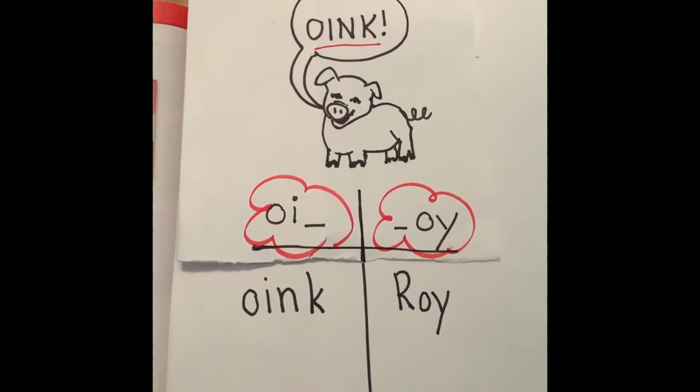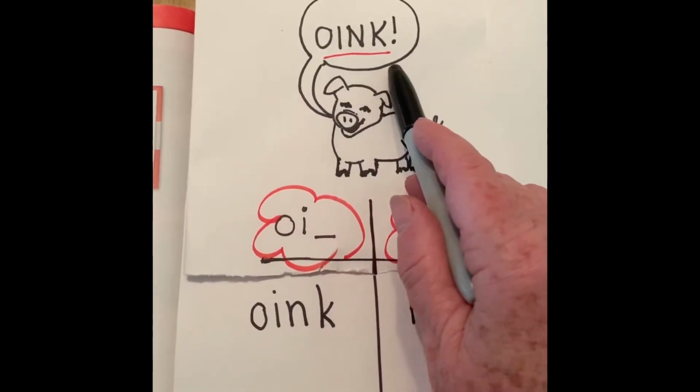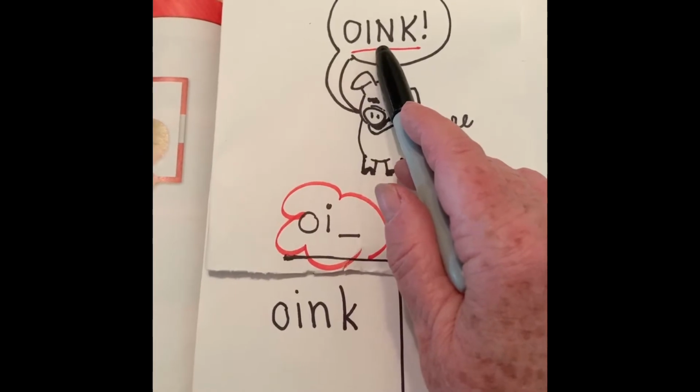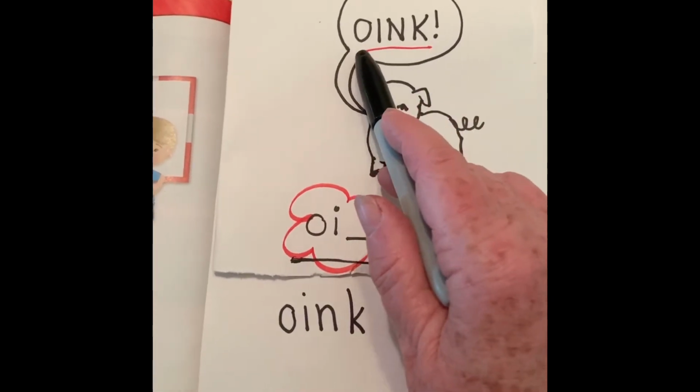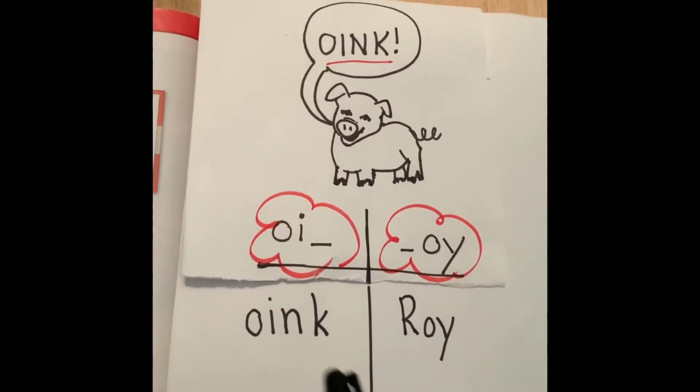So when you hear a pig talk, what does he say? He says oink. Oink is spelled with O-I, followed by two consonants and K. The sound we're learning this week is oi, and it's a fun sound to say. Oi, oi, oi.